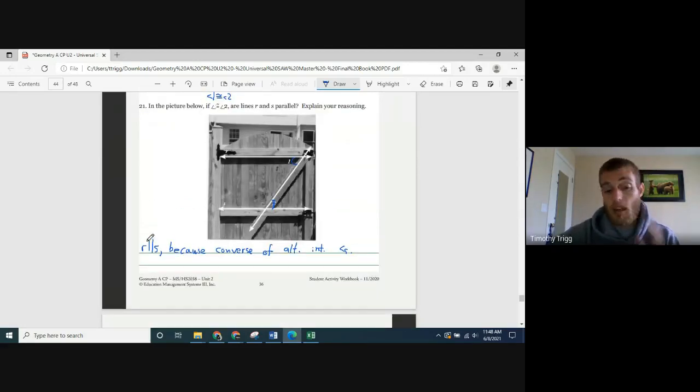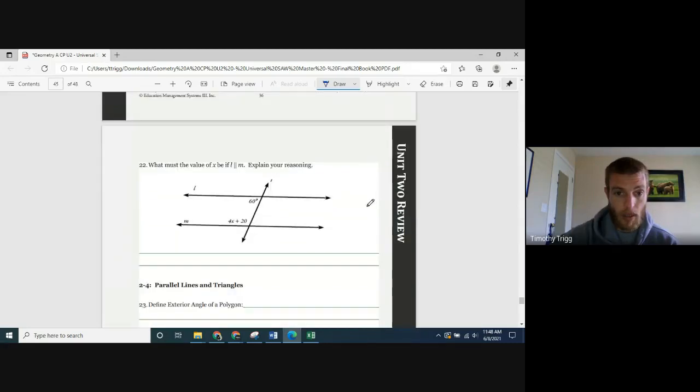Okay. So again, anytime you're showing lines are parallel, you're going to be using converse of, and then you basically look at what's the relationship between the angles that we're working with. In this case, 1 and 2, and these angles are alternate interior. Okay.